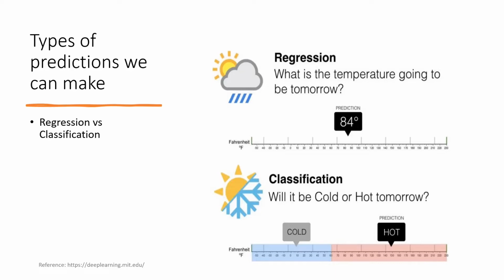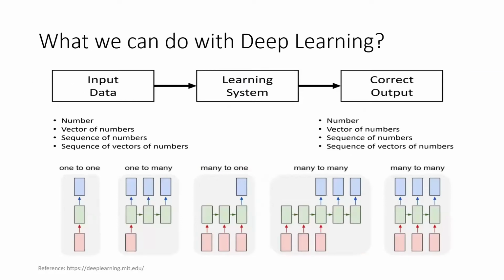So what can we do with deep learning? With deep learning, we can have our input in the form of numbers, vectors of numbers, a sequence of numbers, or a sequence of vectors of numbers. Our input data can also be images. And in the end, we can also output numbers, vectors of numbers, sequences, and so on and so forth. So that's what this slide is all about.